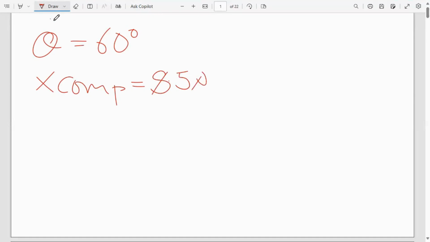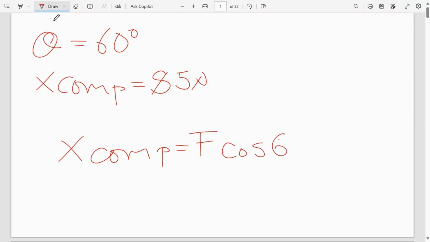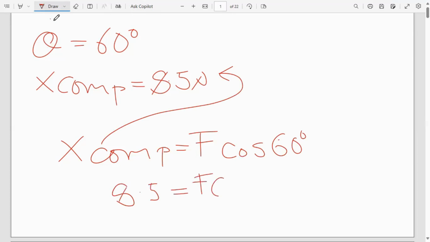So when dealing with projectile motion or vectors, we know for you to find the x component, what do we do? We'll say the x component is equal to the force F, which is the magnitude of this force, cosine theta, of which our theta here is 60 degrees like that. So we've already been given this x component to say it's 8.5. So what are we going to do? We're just going to replace that here. So we have 8.5. This will be equal to F cos 60 degrees like that.